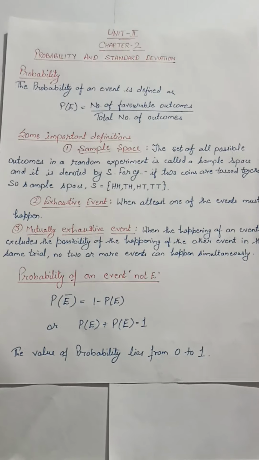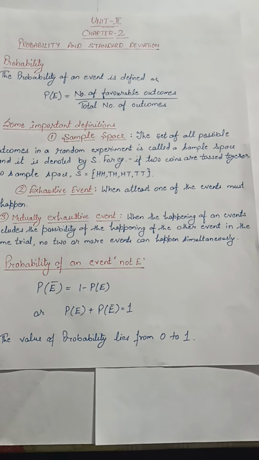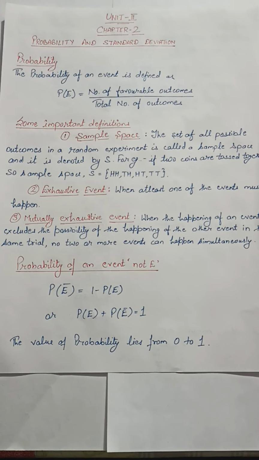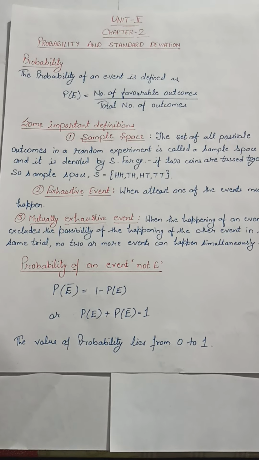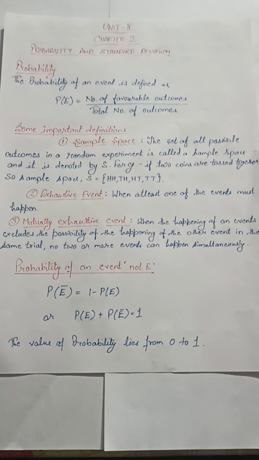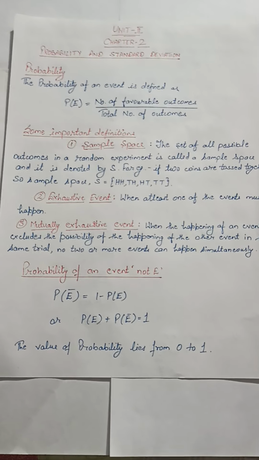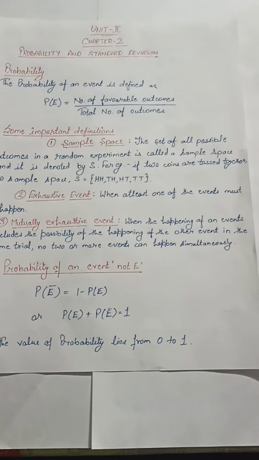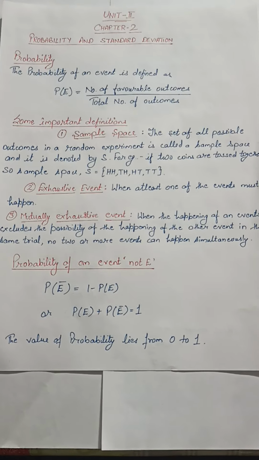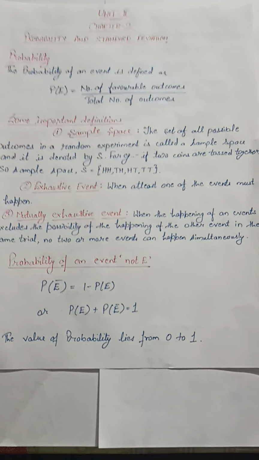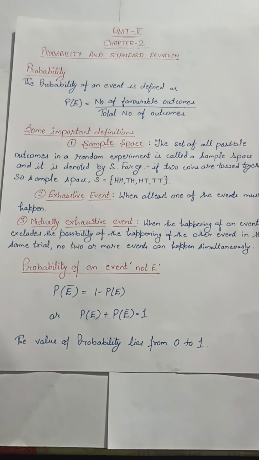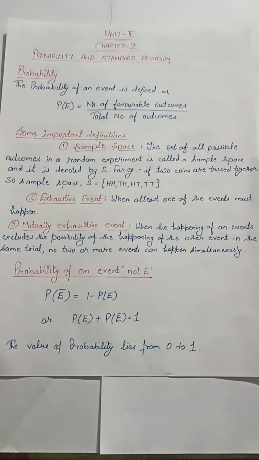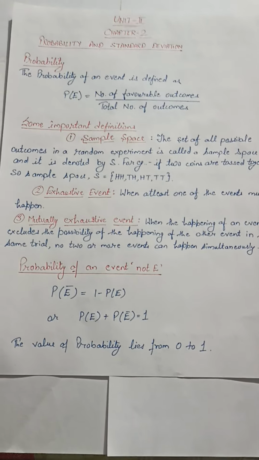Now number 2 is exhaustive event. When at least one of the events must happen. Let us say we are speaking about 2 or 3 events, then out of those events, one of the events must happen, then they are known as exhaustive events. Third is mutually exclusive event. When the happening of an event excludes the probability of the happening of the other event in the same trial, no 2 or more events can happen simultaneously. This is known as mutually exclusive event.